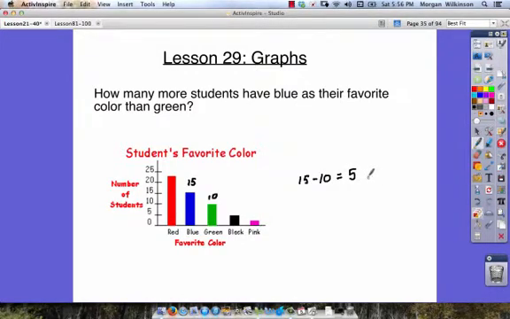Now, since this is a graph and we've got a word problem, we need a label, so we're going to have 5 students. Make sure you have a label whenever you have a word problem like this. We've got our answer. We got it by looking at the bar graph and interpreting the data, and we can move on to our next question.